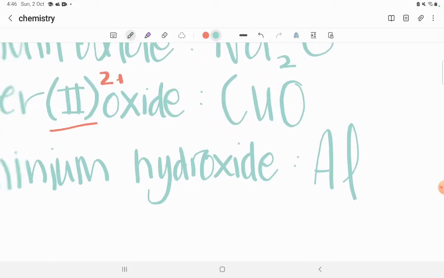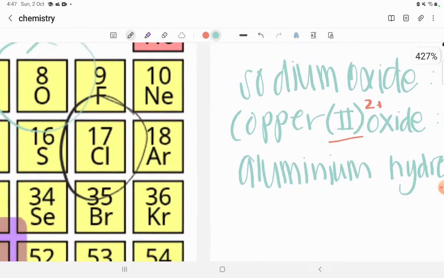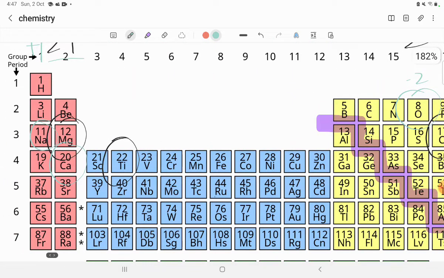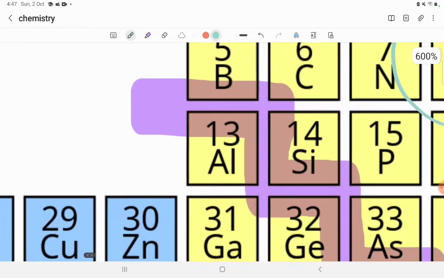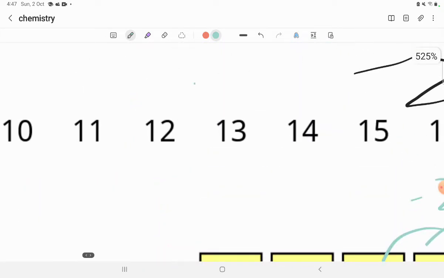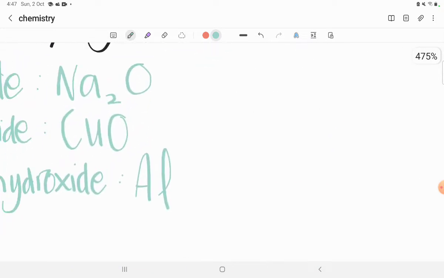So aluminium. Okay, aluminium, let's see, is it a transition element or does it have its own charge? Oh, okay, aluminium is over here. So therefore it's in the 3 plus. So aluminium has a charge of 3 plus.